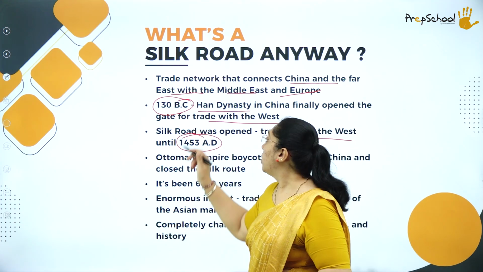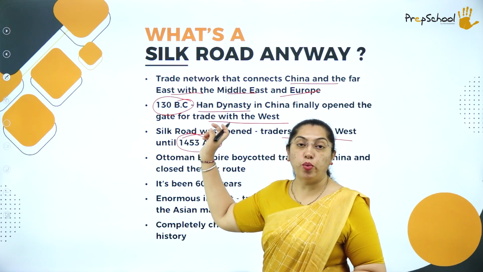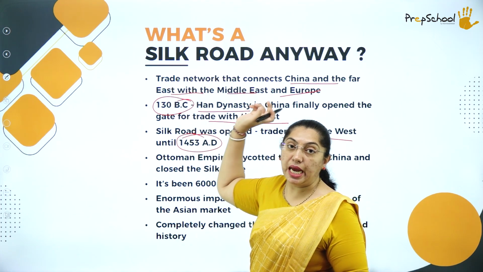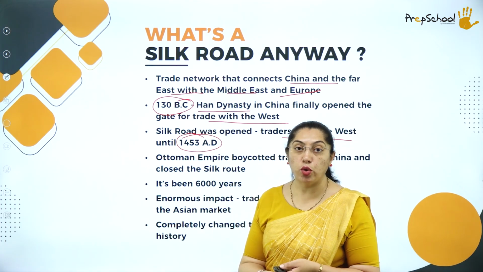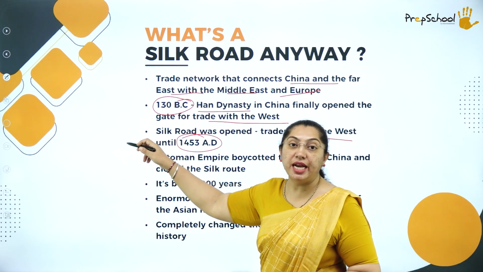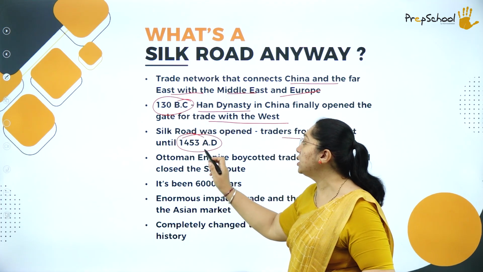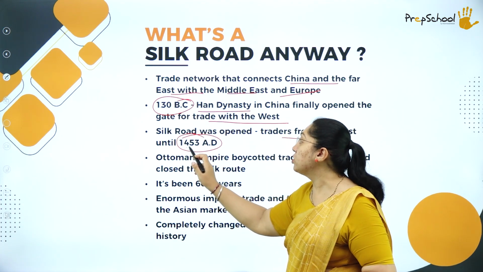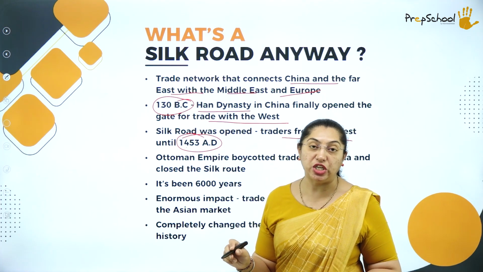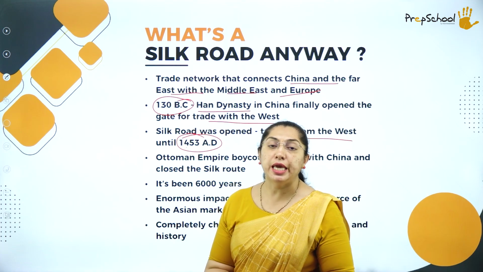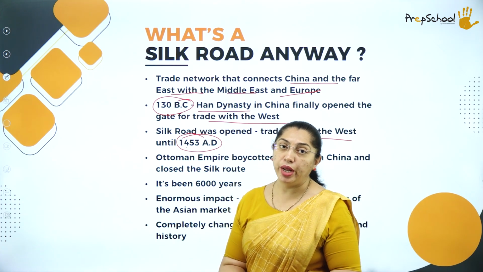till 1453 AD. So the Han dynasty started the Silk trade route from the East to the Middle East and Europe, including Europe also. The trade started in 130 BC, and it was open till 1453 AD. Till then the trade route was open for the East and the Middle East, including Europe.